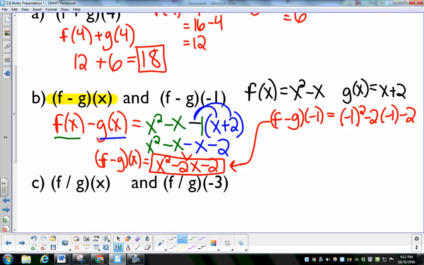So here I've got -1 times -1. That's +1. Now right here, I like to think of this as -2 times -1. So that's a +2. And then I have this -2 on the end. Well, 2 minus 2 is 0, so my entire answer here is just 1. So f minus g of -1 equals 1.